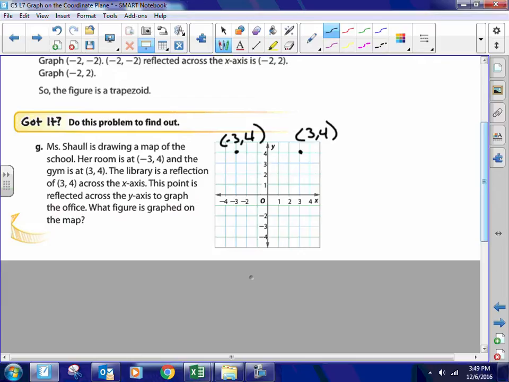Then it says the library is a reflection of 3, 4 across the x-axis. So that means our x is going to stay the same, right? And that means our y is going to be negative. So we go over here to 3, -4.